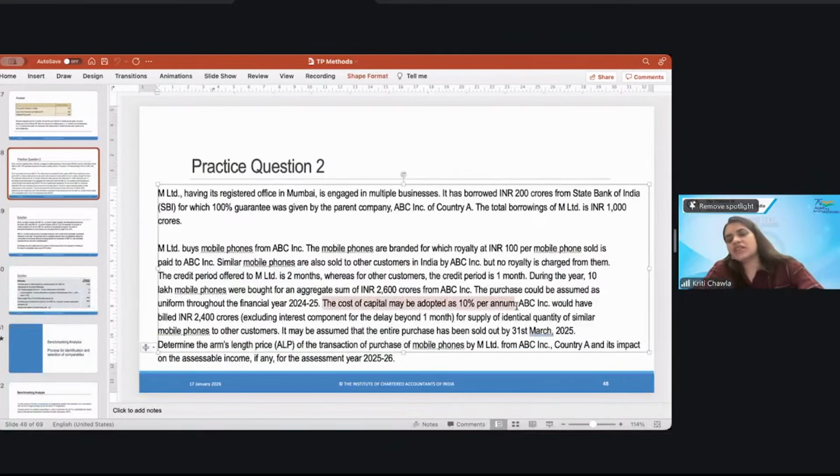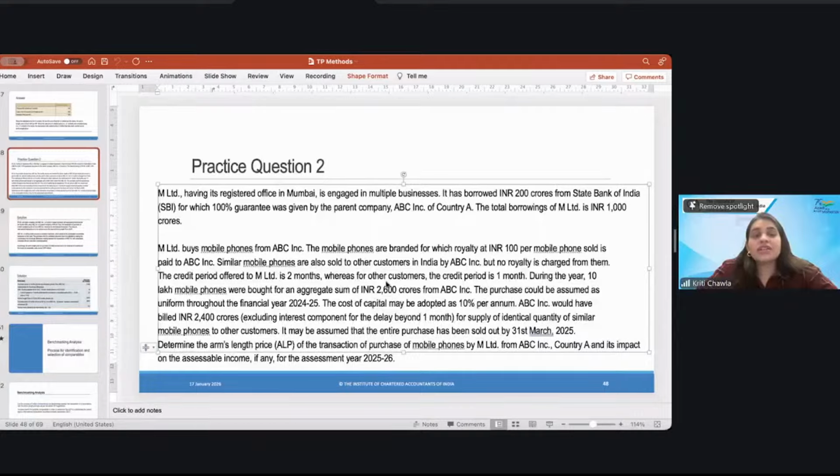This is how it's actually mentioned, that it is 10%. Because this is closely related to the credit period, obviously it is calculated on the basis of 2400. It was 2400 because that is the unrelated party situation, and you're trying to bring the unrelated party closer to the related party.